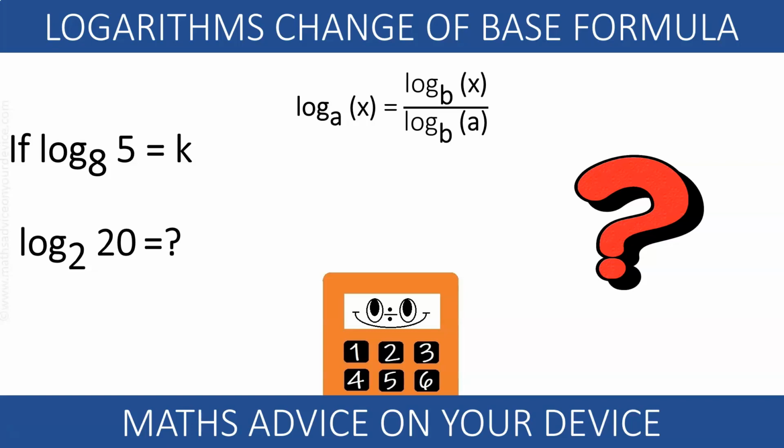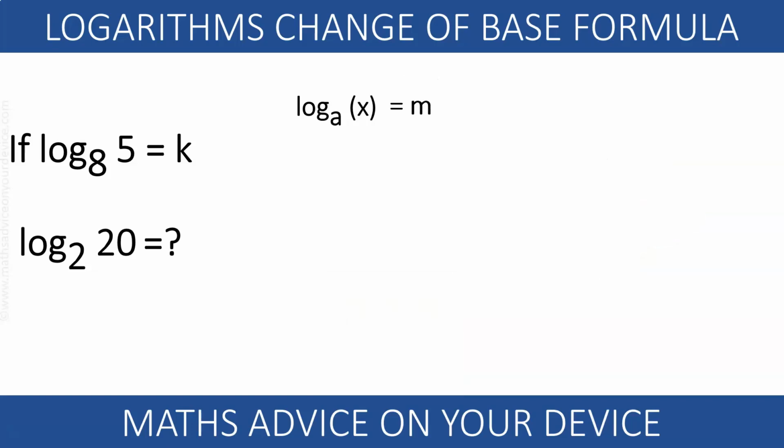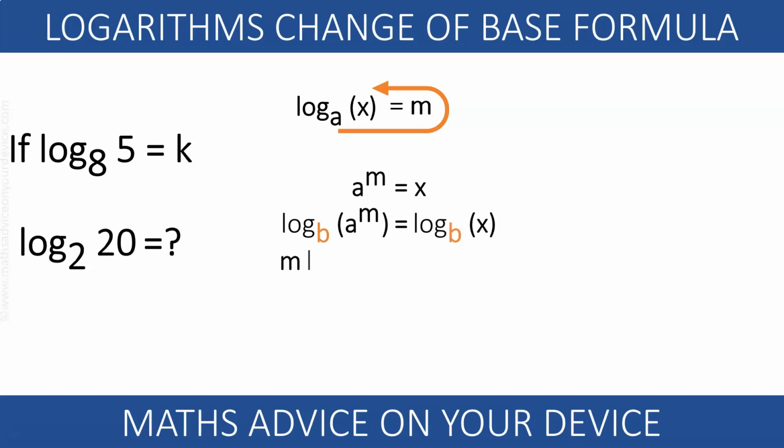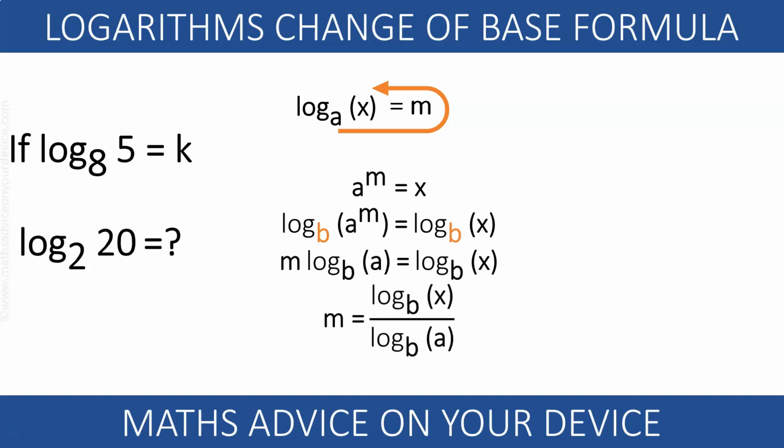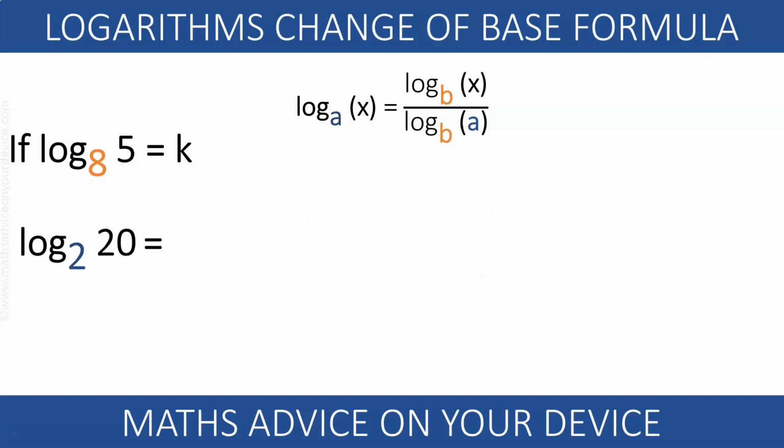Well, let's call log base a of x equals m. We can easily convert this into an index so that a to the power of m equals x. Now, taking logarithms of any base b from both sides of the equation, we end up with the unknown m as a coefficient. We can easily make m the subject to prove our formula. Logarithm of x base a can be found dividing the logarithm of x by the logarithm of a.